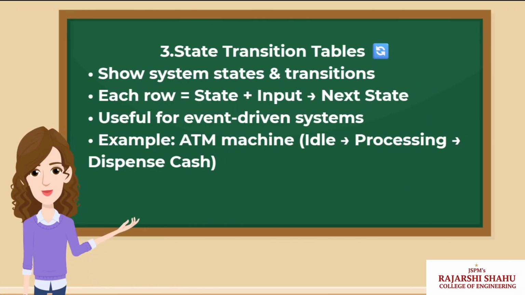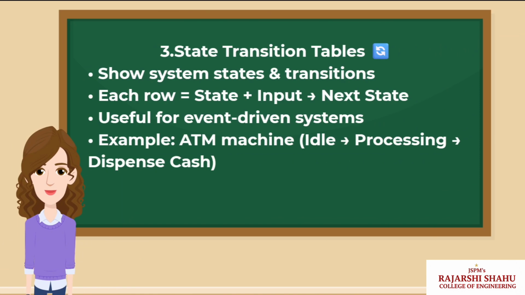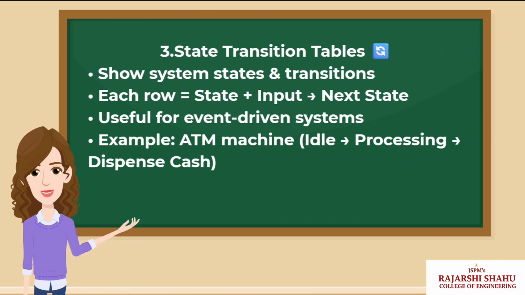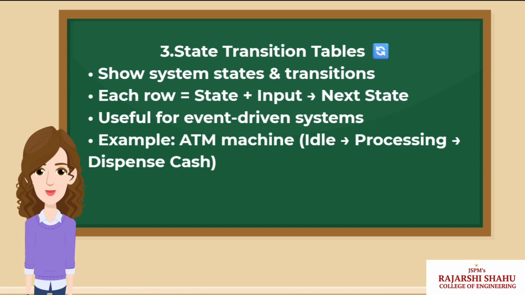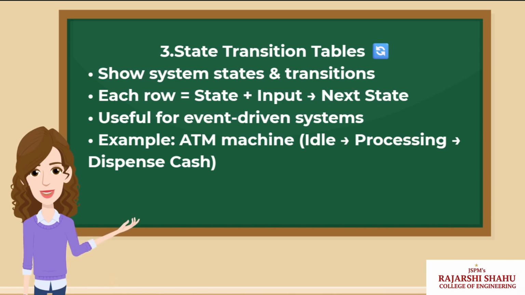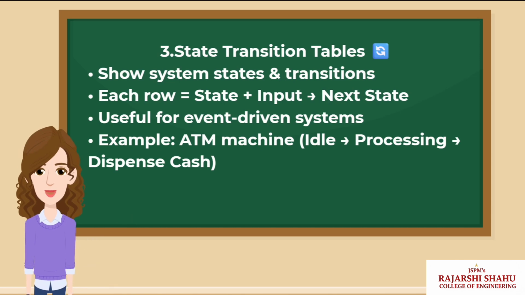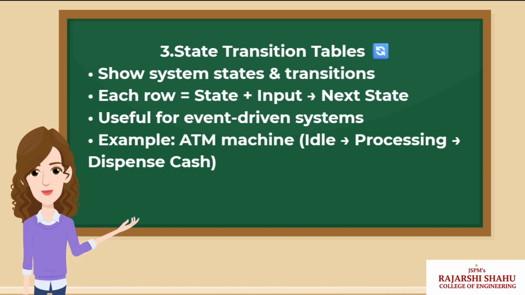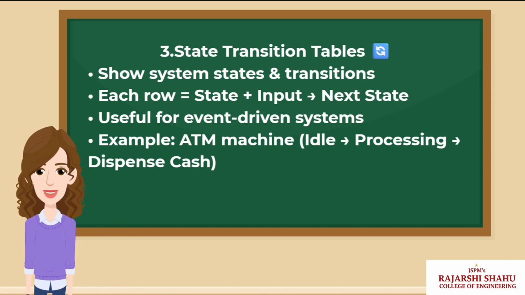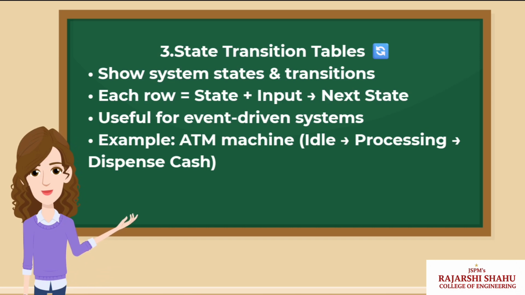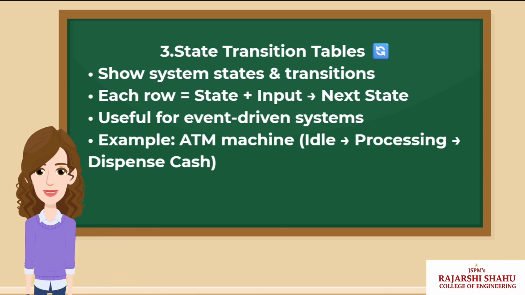State transition tables describe how a system moves from one state to another, depending on the input. Each row maps a state, an input, and the resulting next state. This is especially useful for event-driven systems. For example, an ATM moves from idle to processing when you insert a card, then to dispensing cash after entering a valid PIN.